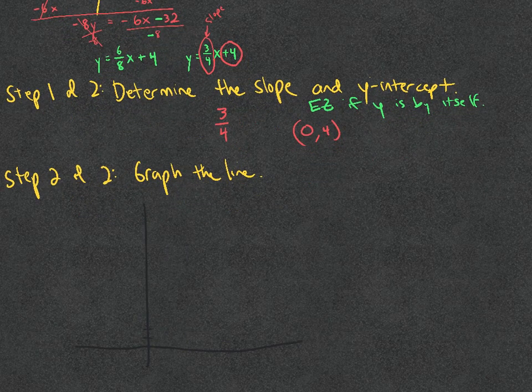Zero, 4, so 1, 2, 3, 4. And then from there, we're going to rise 3 and run 4. So we're going to go up 3 over 4. And again, not starting from the middle for the slope and for the rise and the run. We're starting from that y-intercept. We're going to go up 3 over 4. So up 3 and then over 4. 1, 2, 3, 4.